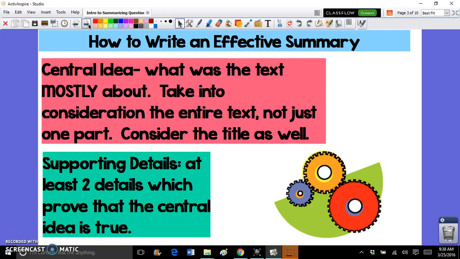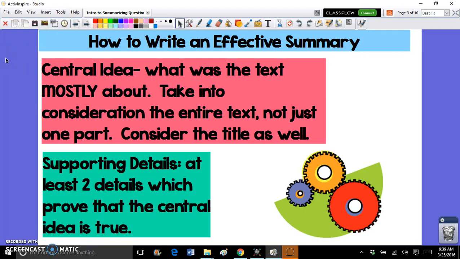And so, especially looking at a title is a really great little cheat because when an author writes a title, they're usually going to try to choose something that kind of matches what they've written, kind of sums up their central idea. And then in addition to that central idea statement, you're going to need your supporting details. So an effective summary is going to have at least 2 details that prove that the central idea is true.